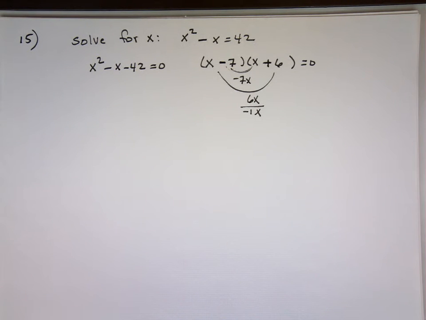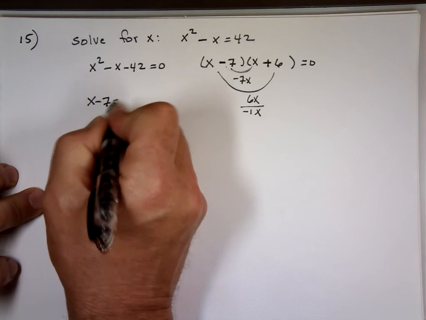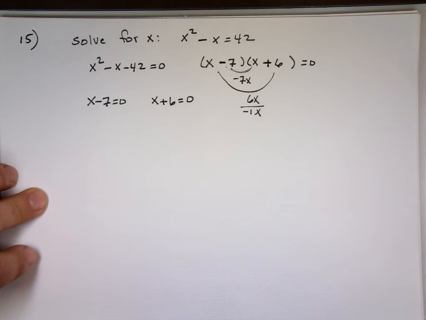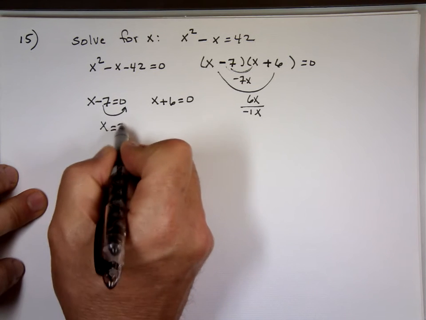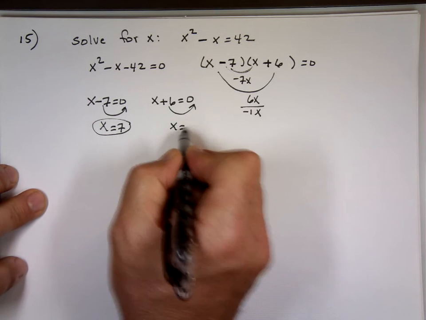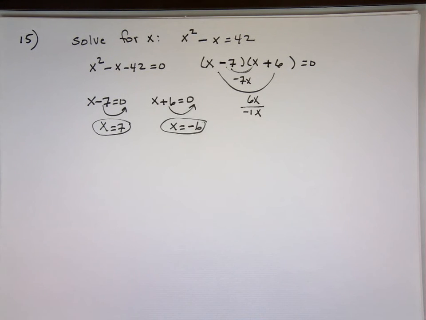Now set each factor equal to 0 and solve it. So to make that 0, remove the minus 7 there, x equals 7. Move the plus 6 there, x equals what? Negative 6. Those are the two answers.